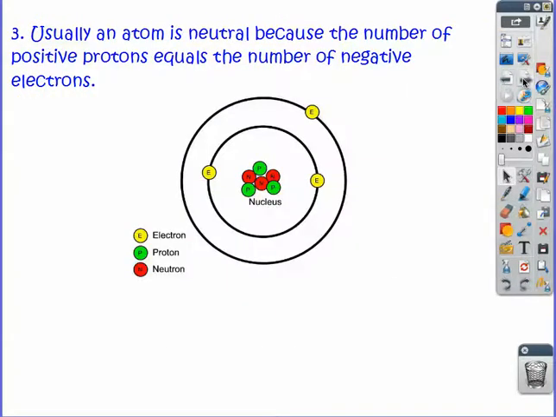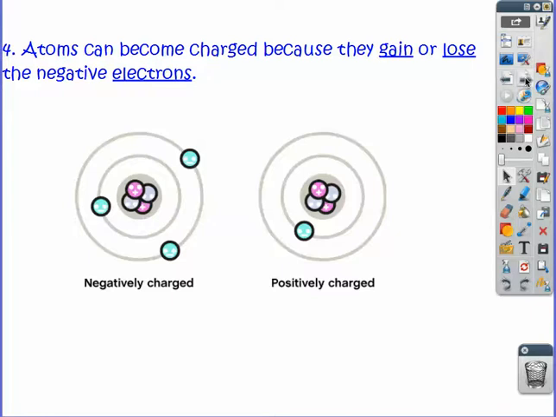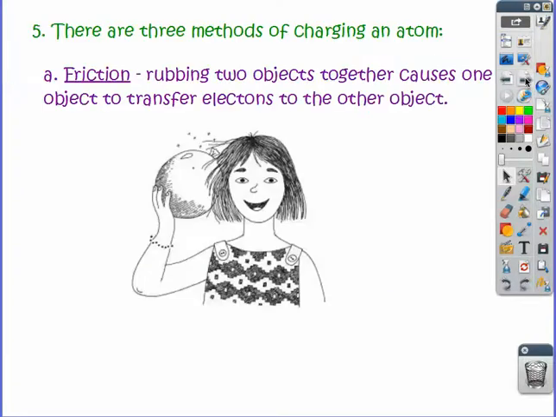Now, usually an atom is going to be neutral. This is stuff we talked about long ago. This is because an atom itself has an equal number of electrons with a negative charge and protons with a positive charge, so they end up canceling each other out. But sometimes an atom can lose or gain electrons, and this causes it to become a charged atom, which we call an ion. An atom that has gained extra electrons becomes a negative ion, and an atom that has lost electrons becomes a positively charged ion.